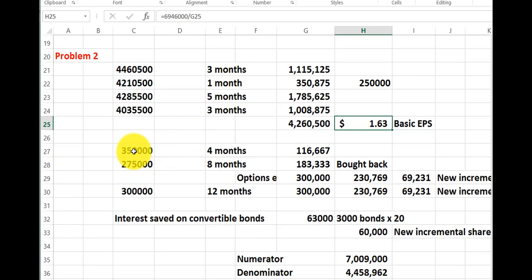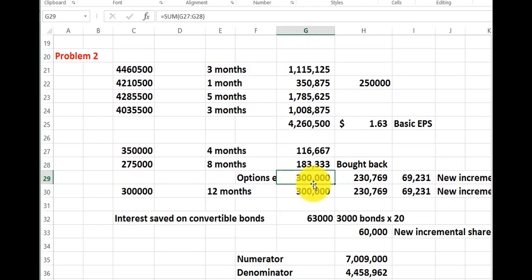Now, once we have the basic, we can start looking at fully diluted. We always start with stock options. We had 350,000 stock options outstanding at the beginning of the year, and that doesn't change until May 1st when 75,000 of them are exercised. We go from 350 to 275. 350 is outstanding for 4/12, 275 for 8/12. We multiply that out, add it up, and we get 300,000 weighted average options outstanding for the year.